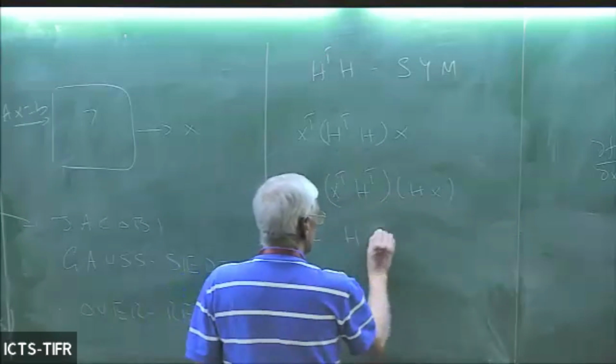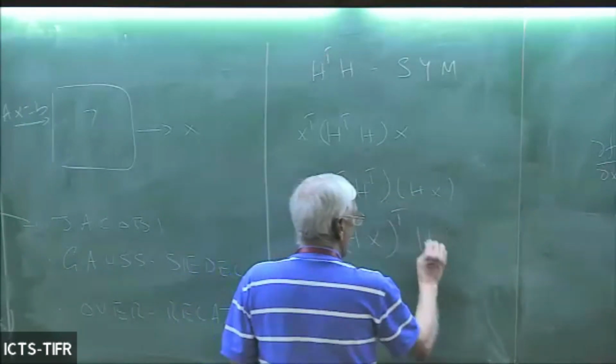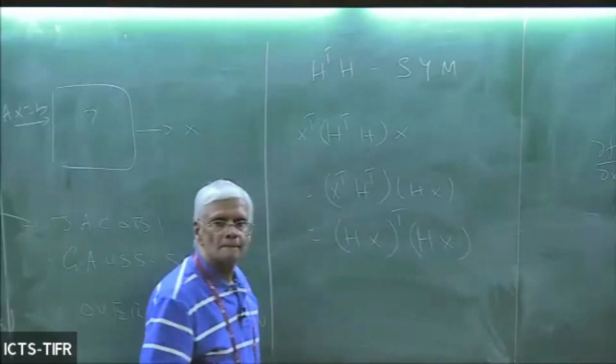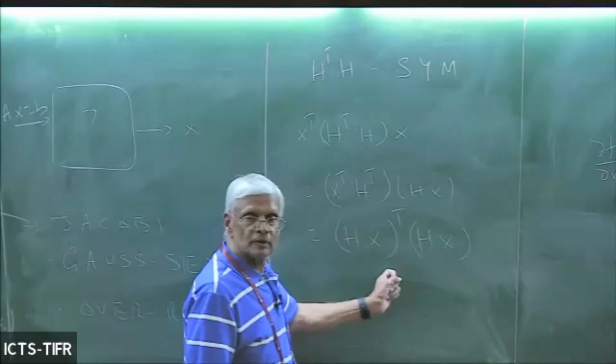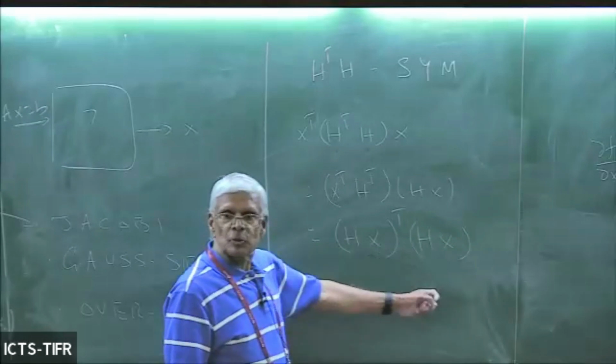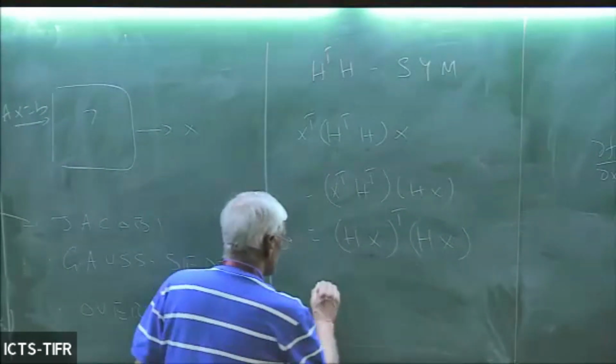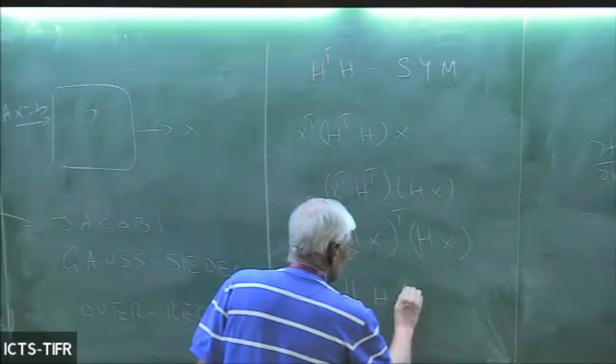This I can also write as H of X transpose, H of X. So look at this now. H of X is a vector. H of X is a vector. So what does it look like? X transpose X, Y transpose Y. What is this? This is equal to the norm of H of X.